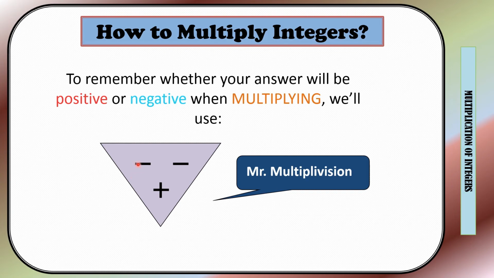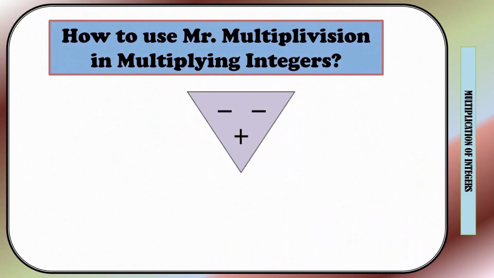Okay, let's start with this figure of him. We have here negative, negative, the result is positive. Negative, positive is negative. And positive, negative will give you the result of negative. See? So it can be useful when you are multiplying integers. Now, how to use Mr. Multiplication in multiplying integers.